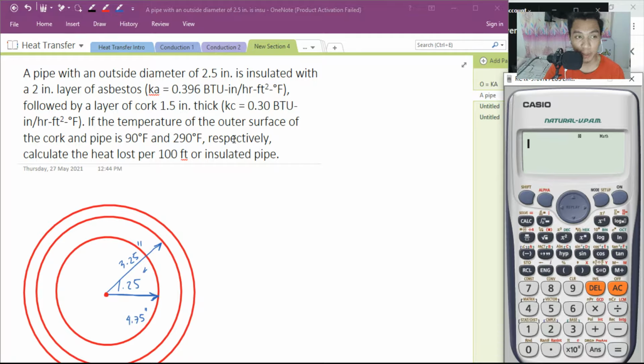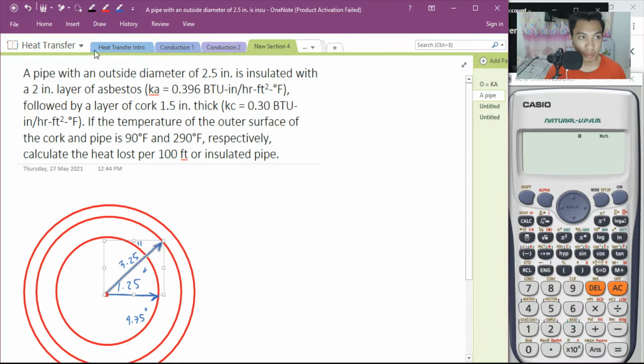A pipe with an outside diameter of 2.5 inches. So ibig sabihin, tama ba? Ayan. 2.5 inches is insulated with 2-inch layer of asbestos. So, layer, ibig sabihin thickness. Drawing natin, ha? Ito muna. So, meron ka daw ditong 2-inch layer. 2.5-inch na outside diameter. Ito yung pipe mo. Yung loob. Okay? This is the pipe.